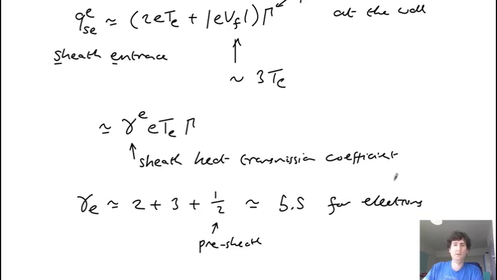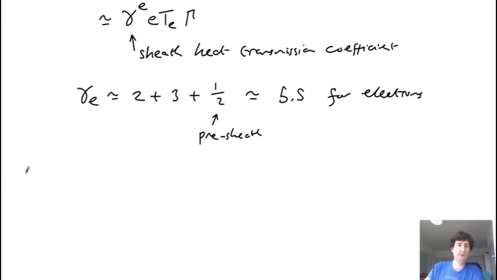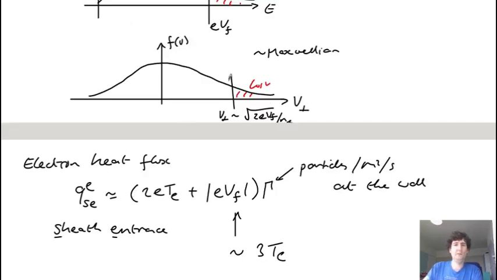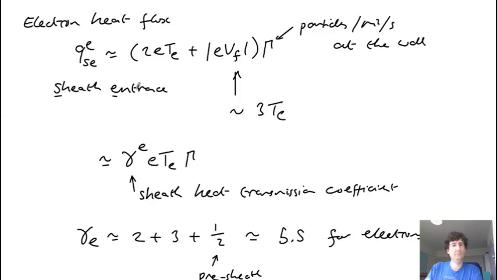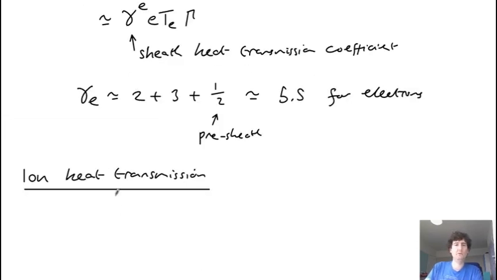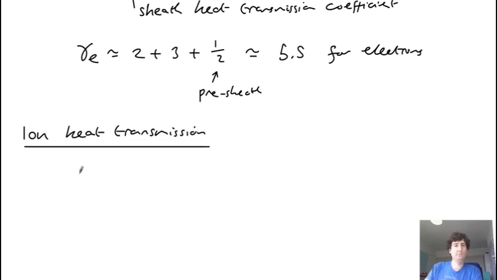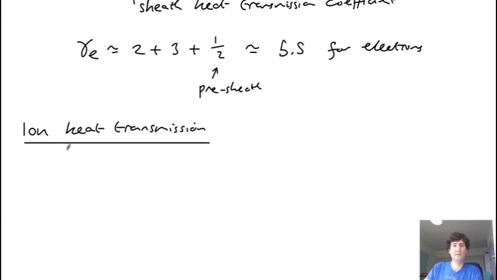So now we'll look at the ions, and this is a bit more complicated because the ions typically are not very collisional, and so this depends on the distribution function, which in general can't be assumed to be a Maxwellian like the electrons can, and so this is quite sensitive to kinetic effects or non-local effects. So if you have ions which are coming from hot regions upstream, this can lead to additional heat fluxes. So in general this is much more difficult to calculate.